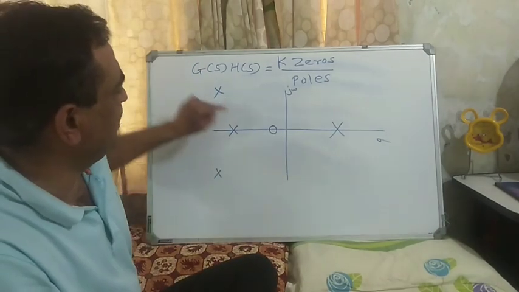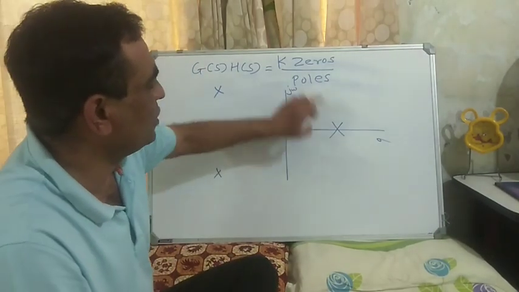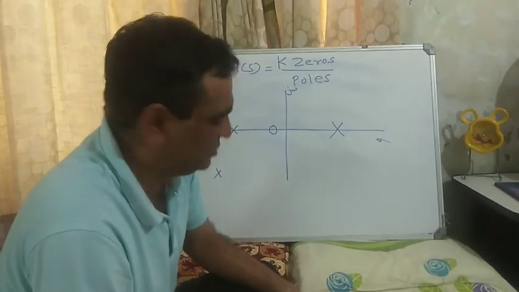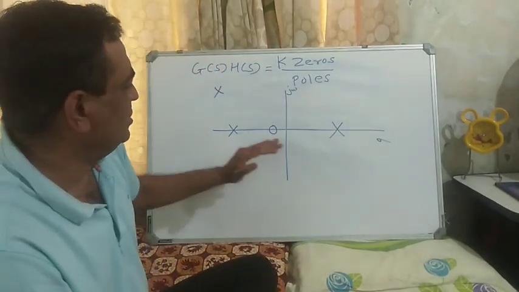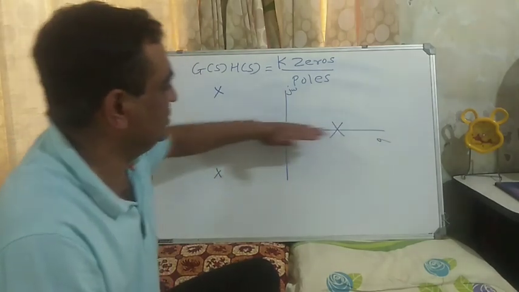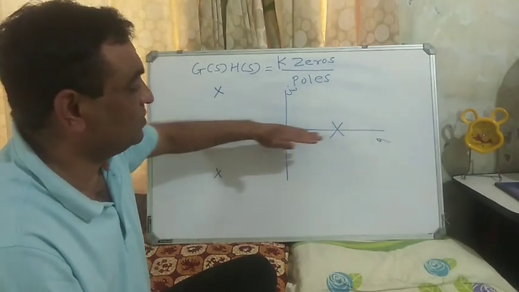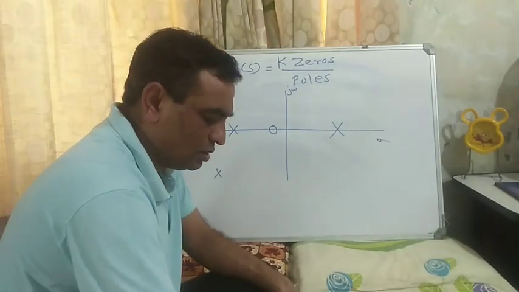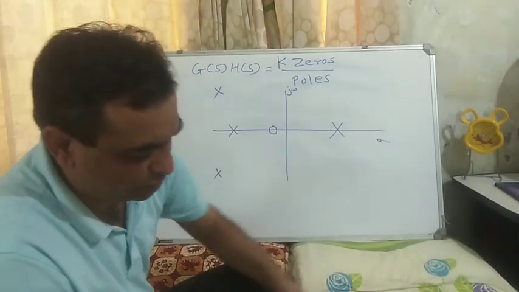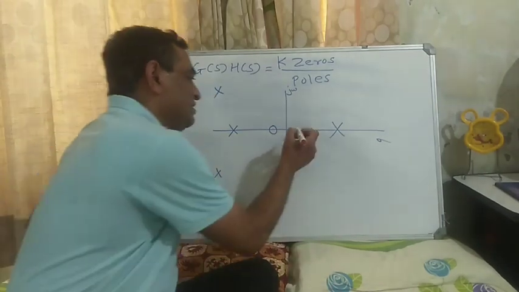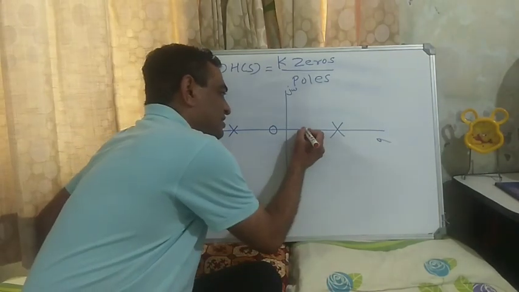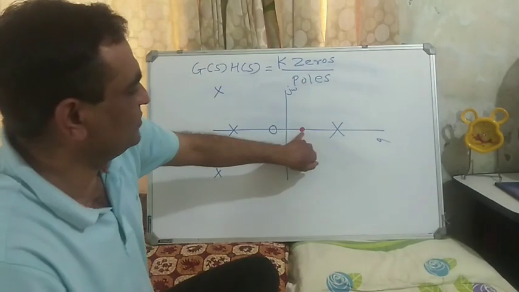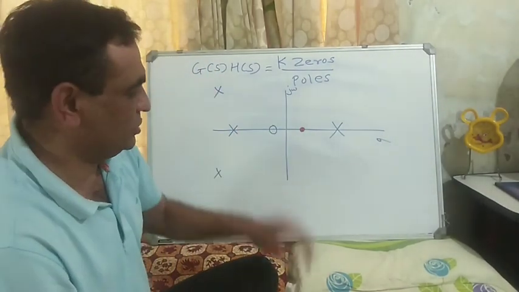So the system has 4 open loop poles and 1 open loop zero. Now I want to check which line segment of the real axis is a part of the root locus. Let me identify one point on the real axis, let's say this point. I want to check whether this point is a part of the root locus or not.